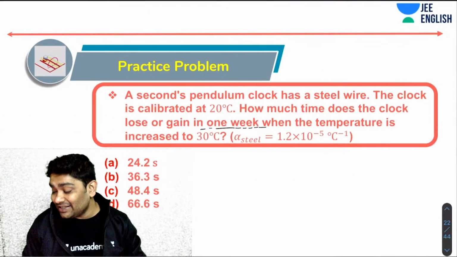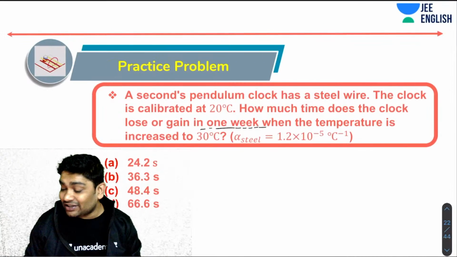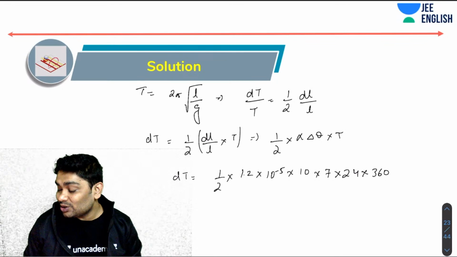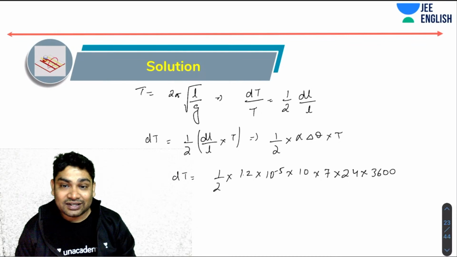The time again is in seconds, so I will try to convert 1 week's time into seconds. So 1 week will have 7 days, 1 day 24 hours, 1 hour 3600 seconds. So this is how I would have gotten this.